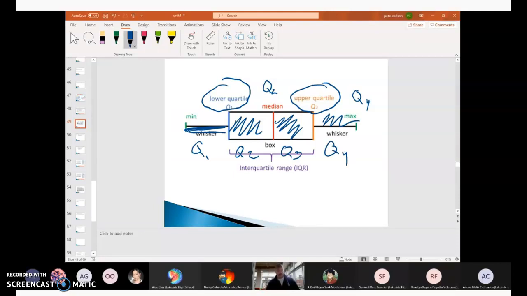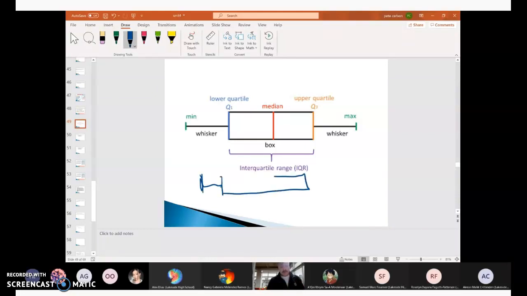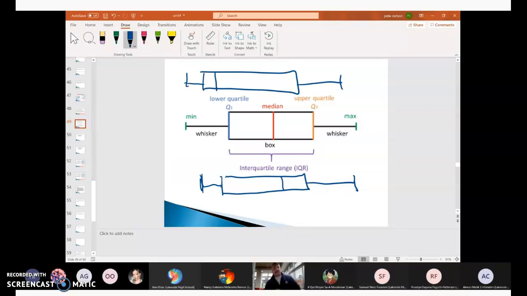When you look at a box plot, the center line is always where the median is. Now, some box plots won't be as evenly distributed as this one. You might have some that look like this. You can have some that look like this. You can have some that look like this. They're not always going to be perfectly symmetrical on each side.